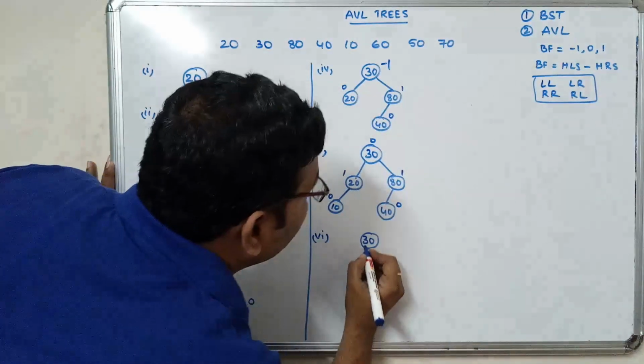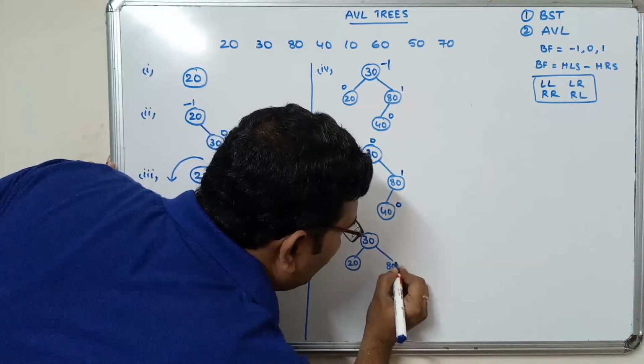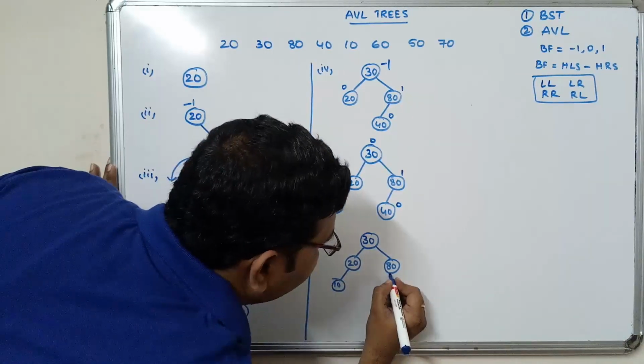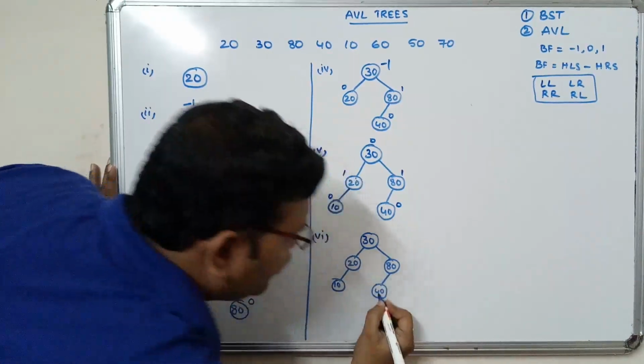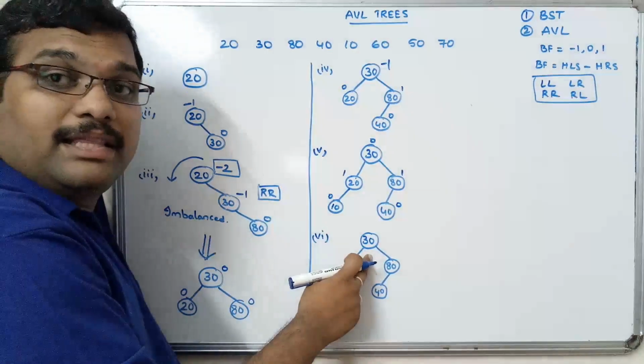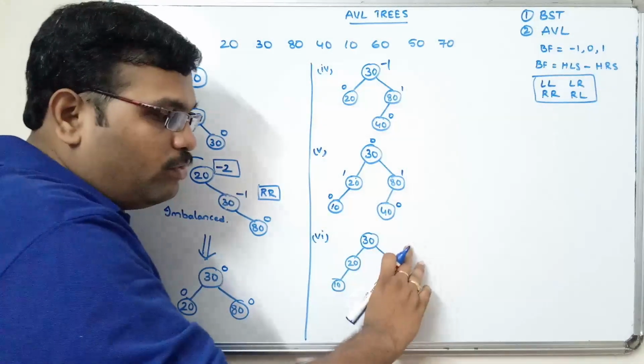So 30, 20, 80, 10, 40. Now we have to insert an element 60. So 60 is greater than 30, 60 is greater than the root. So we have to insert the 60 towards the right side.